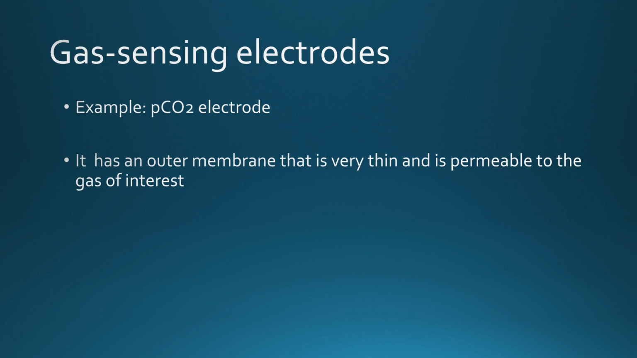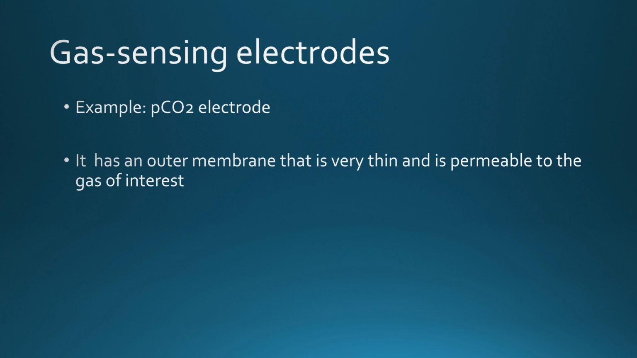The second type of indicator electrodes. We are done with ion selective electrodes. Now we start with the gas sensing electrodes. The commonest gas sensing electrode is the one used to measure the partial pressure of CO2. It's called the CO2 electrode.